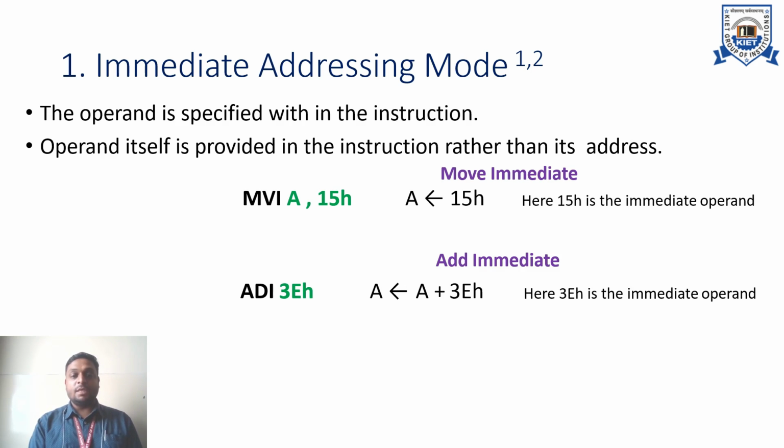Next example is ADI 3EH. In this, the instruction is add immediate and 3EH is the data. 3E is the data, H specifies the hexadecimal number, and it will get added with the contents of register A, that is accumulator itself.